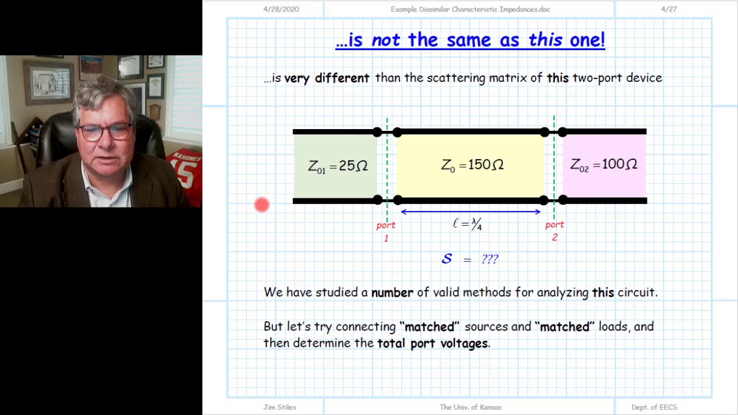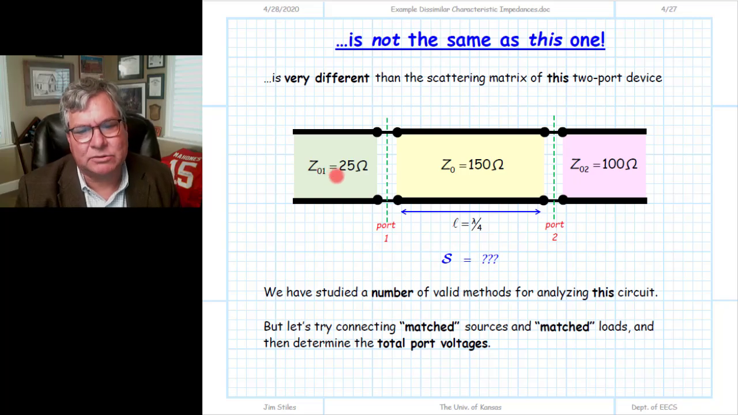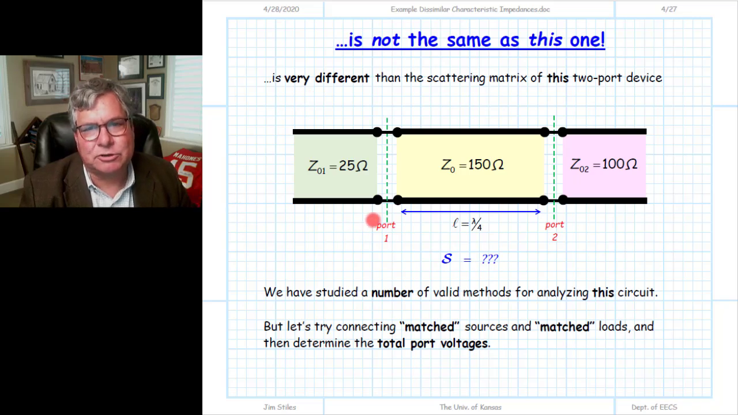So to get an incident wave, let's say on port 1, we're going to put a matched source over here. And that matched source will generate an incident wave, and it's a special case since its characteristic impedance will be equal to 25 ohms. And we can even replace the structure with its equivalent circuit. The transmission line of 25 ohms will transform a matched source into another matched source.